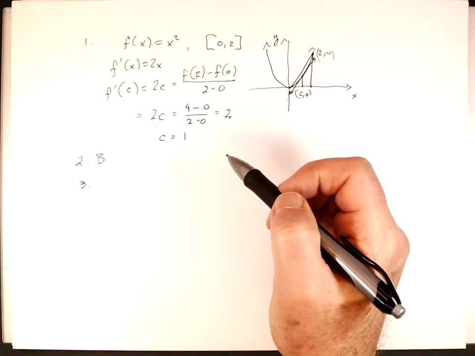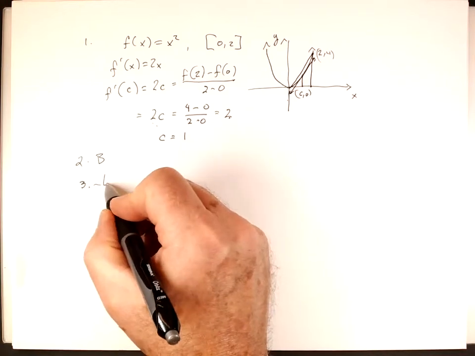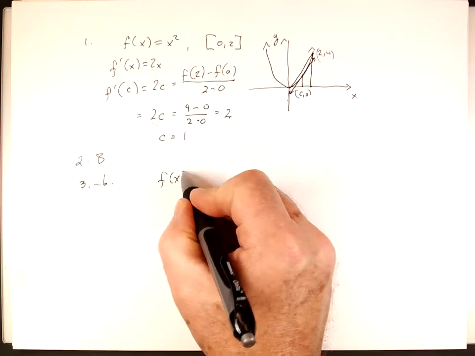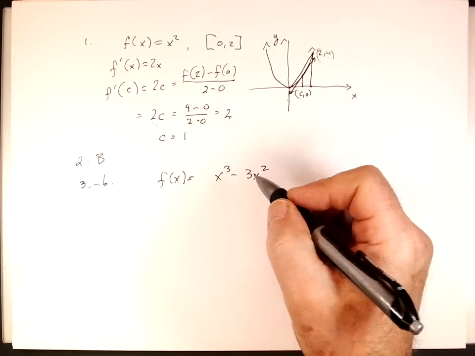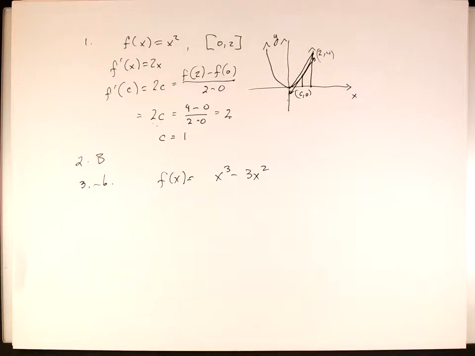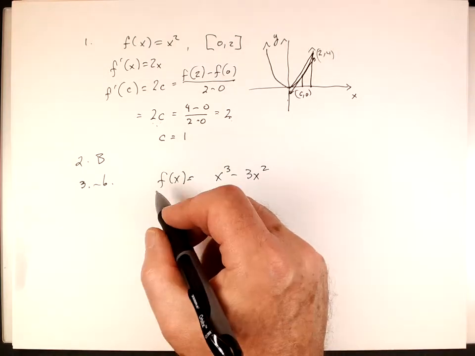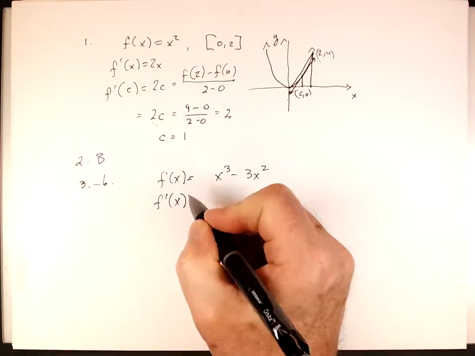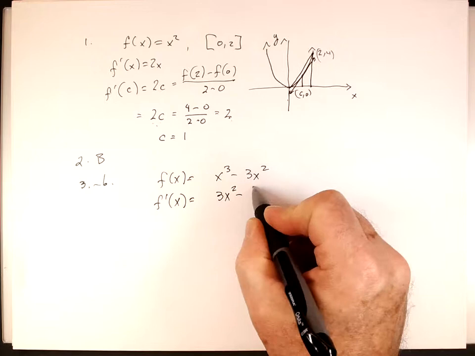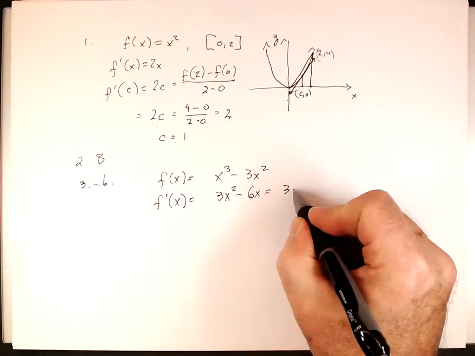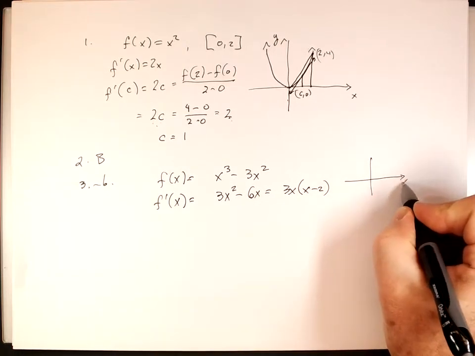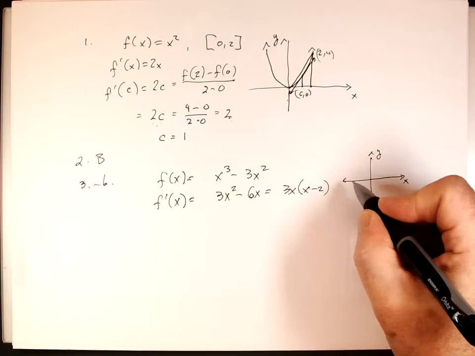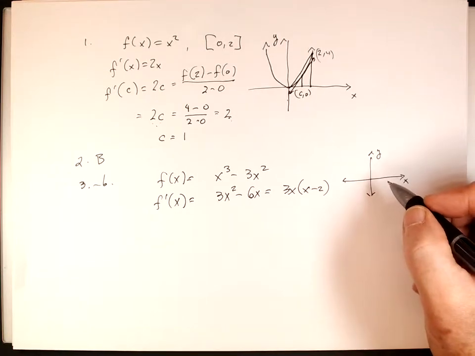Okay? 3 through 6, you're given a polynomial, f of x equals x cubed minus 3x squared. And we have to find various things here: where it's rising, horizontal tangents, concave up, point of inflection. So, let's take the derivatives. First derivative. Let me factor out a 3x. And let's graph this first derivative, because if you can graph the derivative, you know everything there is to know about the derivative, okay?